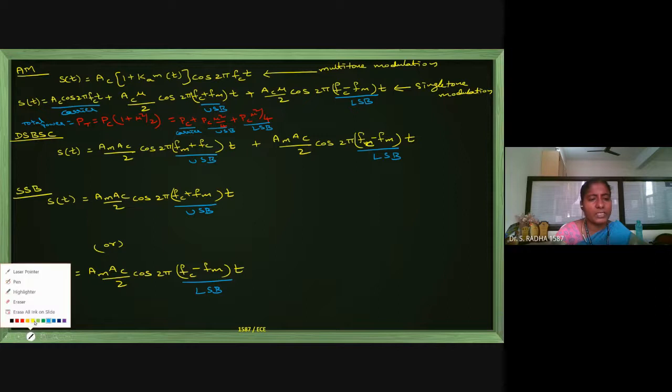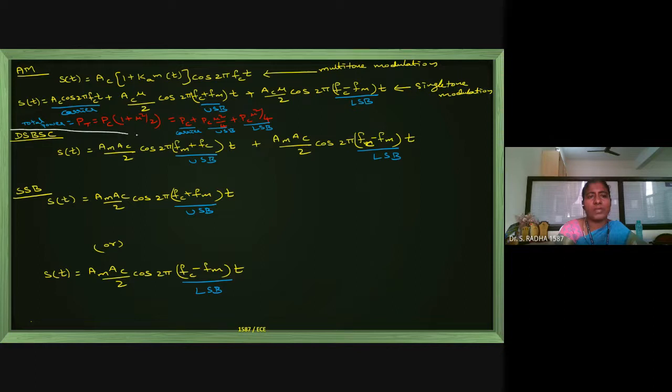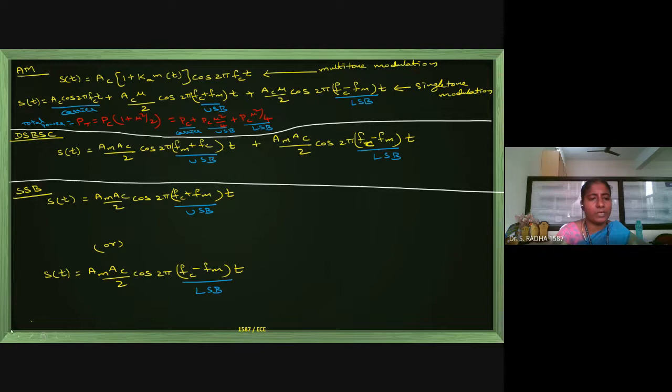Coming to DSBSC, the carrier can be removed, so the carrier power can be removed. This is about the total power in AM. Next, we are moving to double sideband suppressed carrier. The total power here is Ac² Am²/4. I will write the total first and then elaborate it for the upper sideband and lower sideband separately.